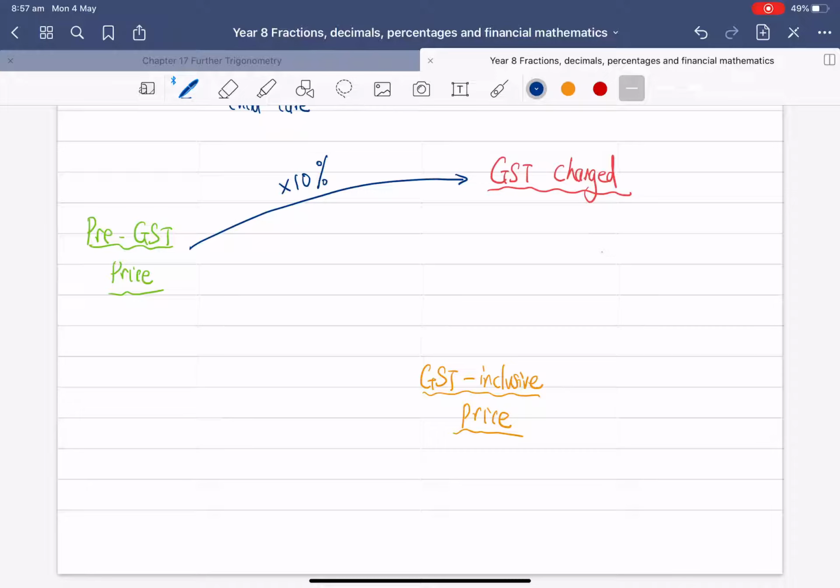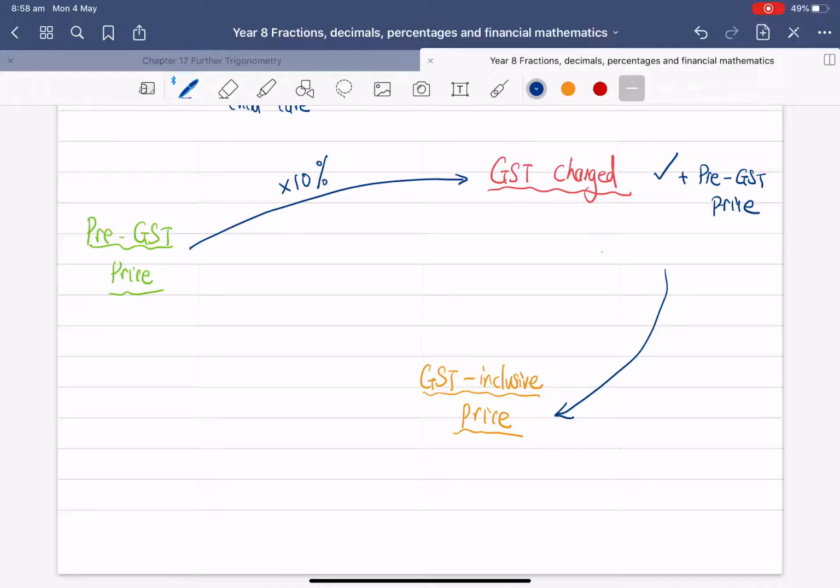Now, how do we find the GST inclusive price? You've got two ways to do it. If you already know the GST, then you can just add the pre-GST price, and then you will get the GST inclusive price. For example, if $1,000 is the original cost of the bike, and you times by 10%, you get $100. So you add the 100 to 1,000, and that gives you the GST inclusive price.